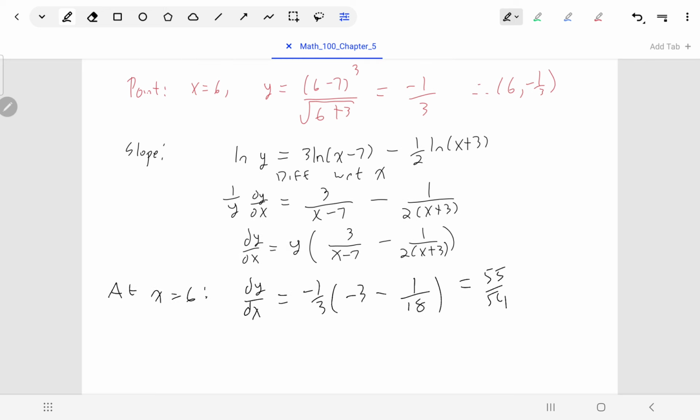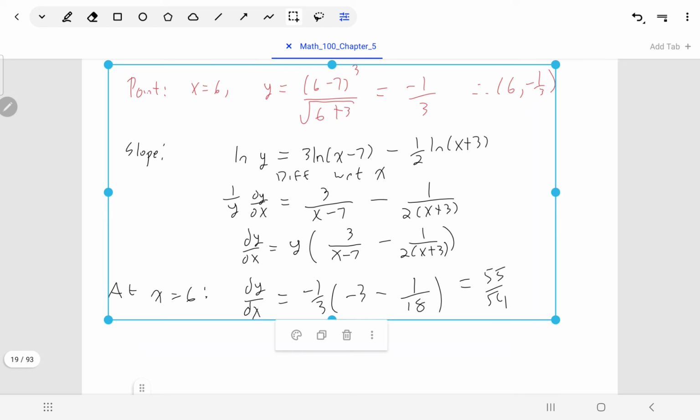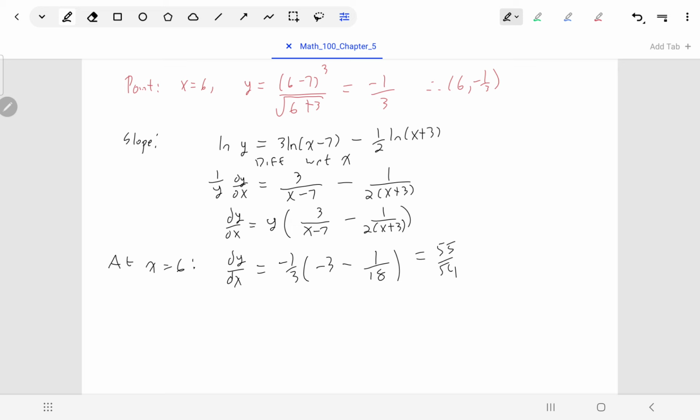And so now to finish things off, we just need to create the equation of our tangent line, and that's not hard to do. Now that we've got our point and our slope for the tangent line, it's y minus the y coordinate equals our slope times x minus our x coordinate. And then if I clean that up, bringing the 1/3 to the other side and expanding, I'll have y is equal to 55/54 x. 55/54 times negative 6, and then minus 1/3 gives me minus 58/9. And there we go. There's my equation of the tangent line to our curve.